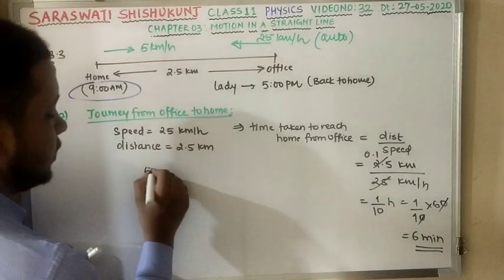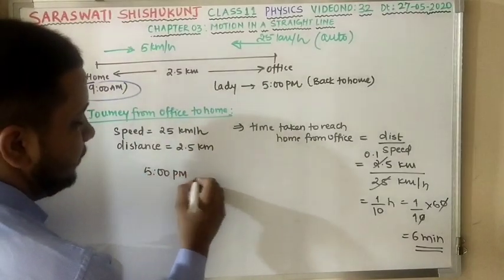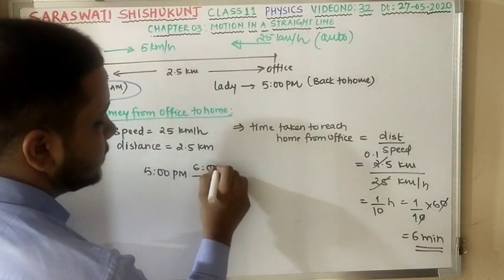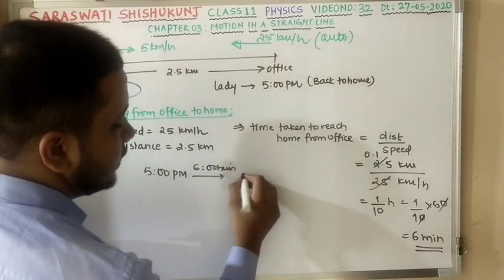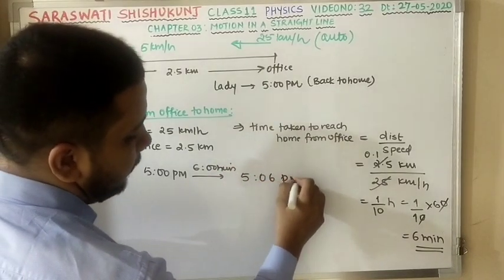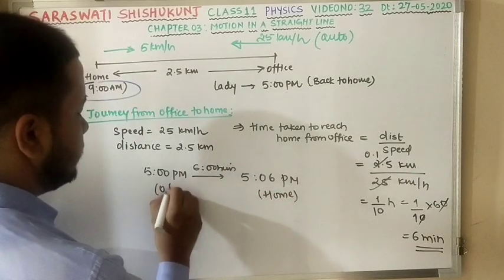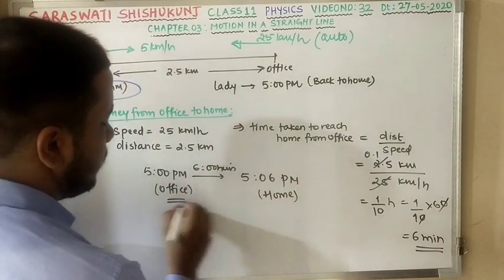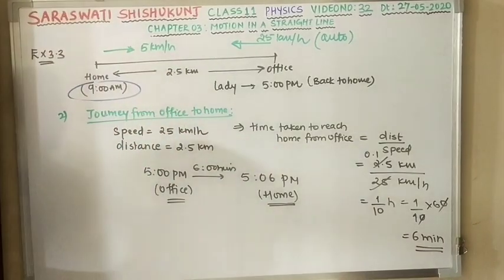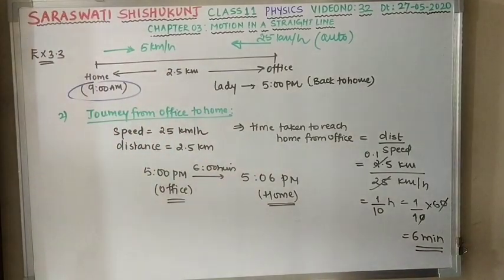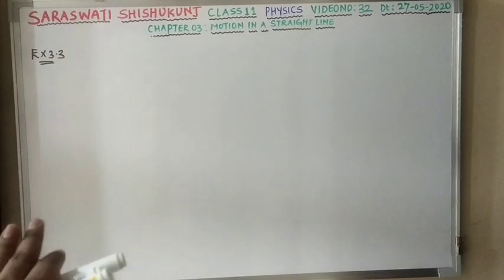So she started her journey from the office at 5 p.m., and it takes 6 minutes to reach home. So the answer is 5:06 p.m., that is back to home, and here she was at the office. Till this clear perfectly? Any doubt? No doubt. She started her journey at 5 and ended at 5:06.